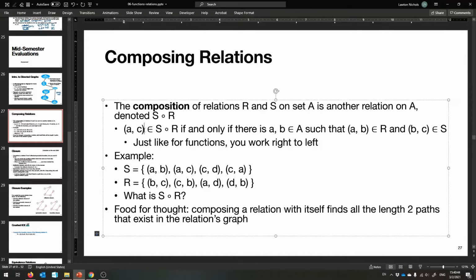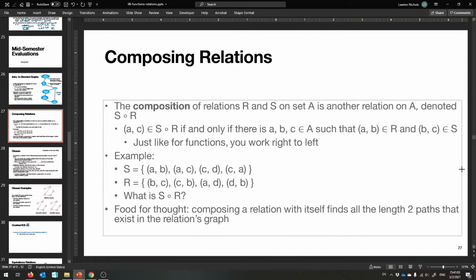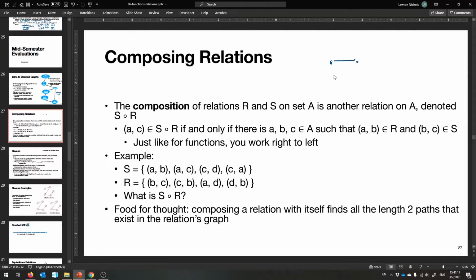And the way that you compose is you say that A and C are related in the composition if and only if you have an A, B, and C, excuse me. Let's make this larger so it's all there. If and only if you have (A, B) in R and (B, C) in S. So the first thing you do is in R, you're relating A and B by R. Those are related through R somehow. This is A, this is B. And then S is relating B and C.